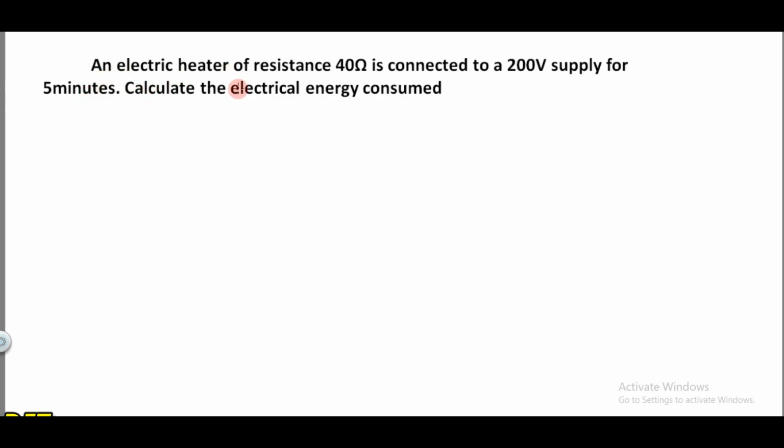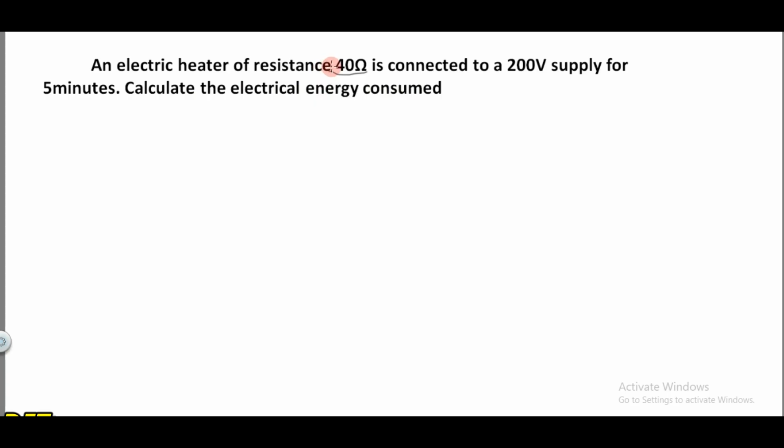An electric heater of resistance 40 ohms is connected to a 200-volt supply for 5 minutes. Calculate the electrical energy consumed.